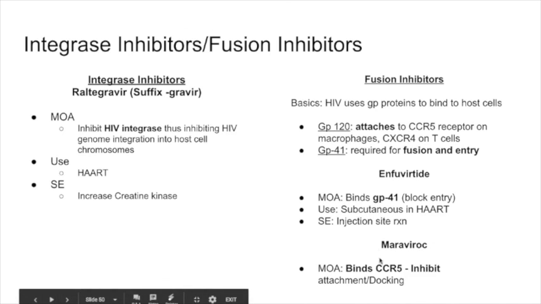Maraviroc is an attachment inhibitor. It binds to CCR5, which is the receptor on macrophages, so it inhibits attachment and docking. As much as I don't like memorizing, it's really important to know these specific receptors that these fusion inhibitors go after.